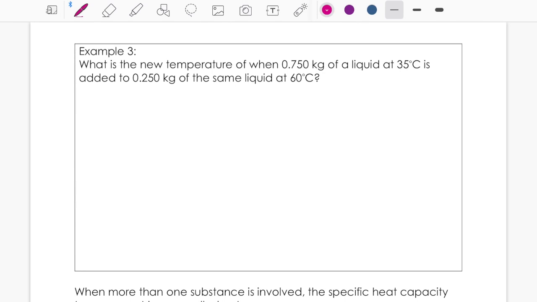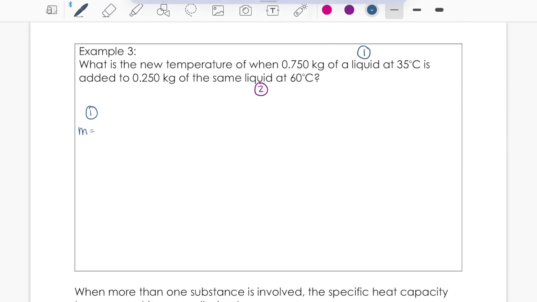For example number 3, it says, what is the new temperature of the liquid if we have 0.75 kilograms of a liquid at 35 degrees Celsius and it's added to 0.25 kilograms of the same liquid at 60 degrees Celsius. The first thing I'm going to do is label. This one is going to be liquid number 1. This one is going to be liquid number 2, just so I can keep them separate.